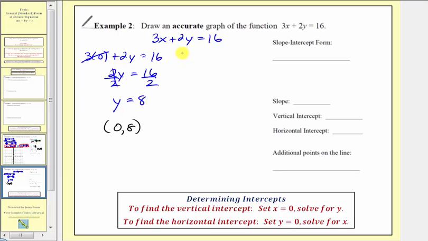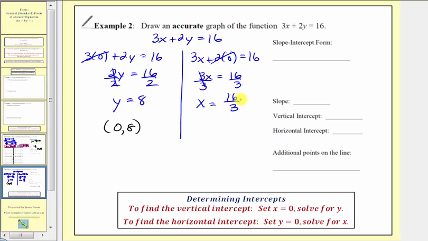And now we'll find the horizontal intercept. So now we'll set y equal to 0 and solve for x. So we'd have the equation 3x plus 2 times 0 equals 16. 2 times 0 is 0, so we have 3x equals 16. Notice how when determining the horizontal intercept, the y term always simplifies out because we're substituting 0 for y. So dividing both sides by 3, we have x equals 16 thirds. 16 thirds as a mixed number would be 5 1/3. So the horizontal intercept would be the ordered pair 16 thirds, 0, or 5 1/3, 0.